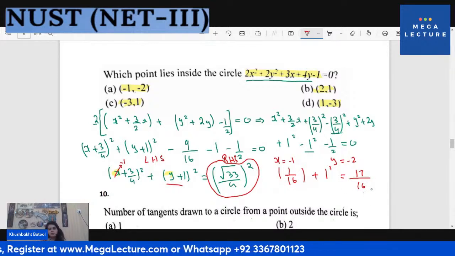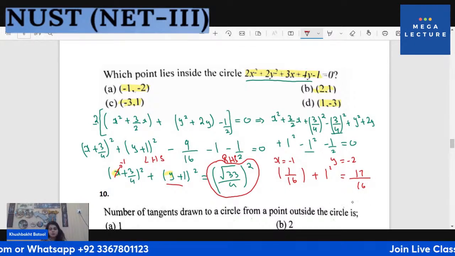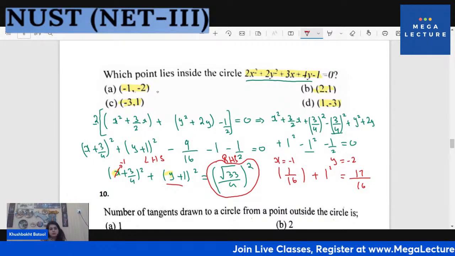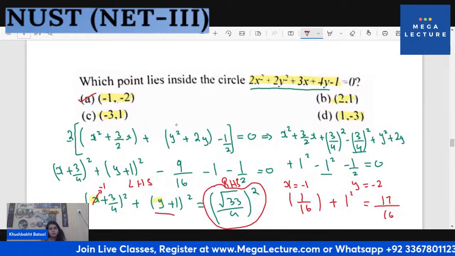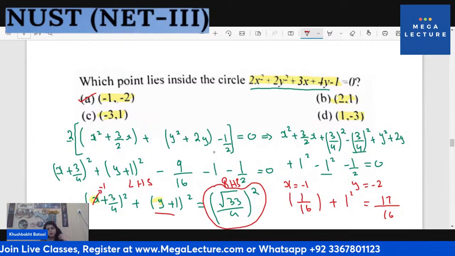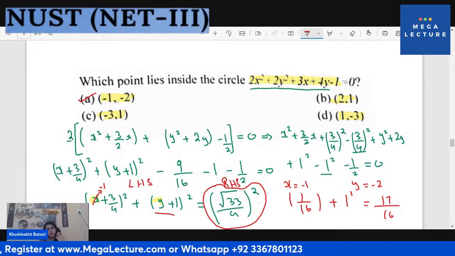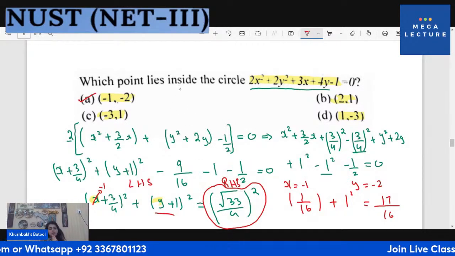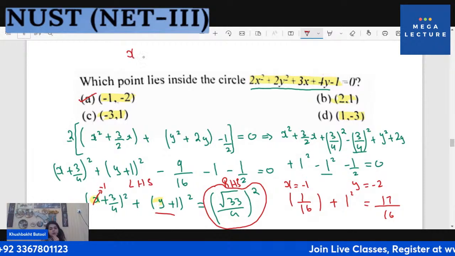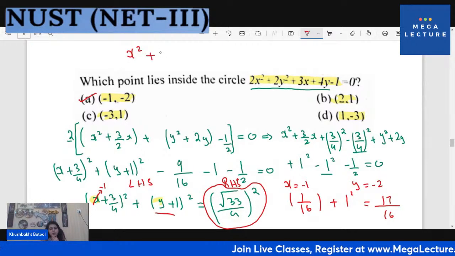Obviously, 17 by 16 is lesser than that. So this is lying inside the circle, right? So this is going to be the answer. I'll just explain the concept this way. You can check for all the other values and the left side would turn out to be more than the right side.